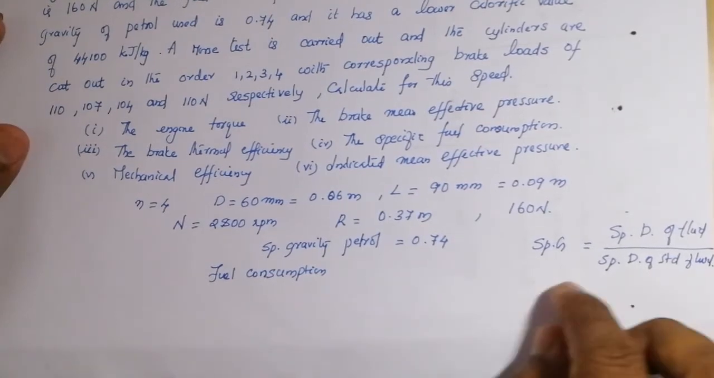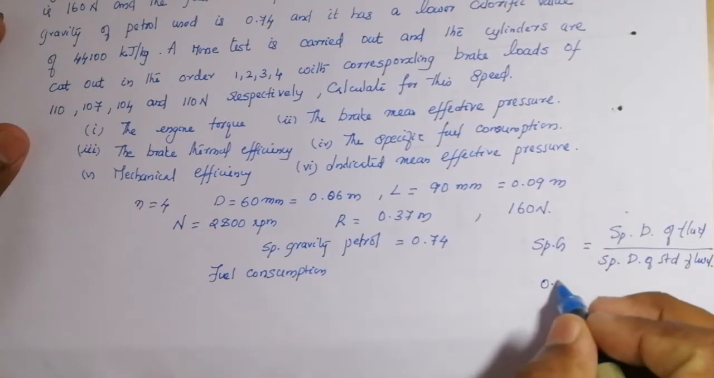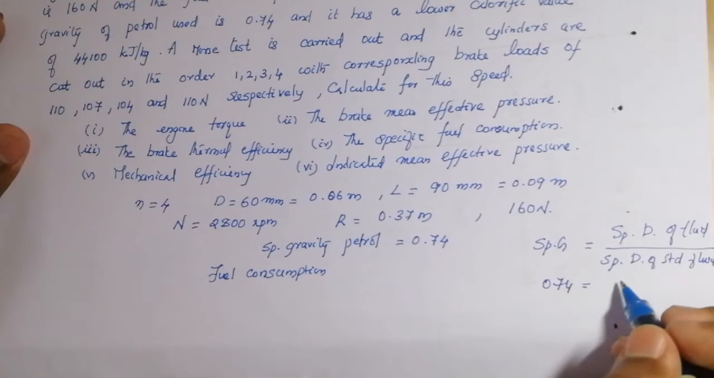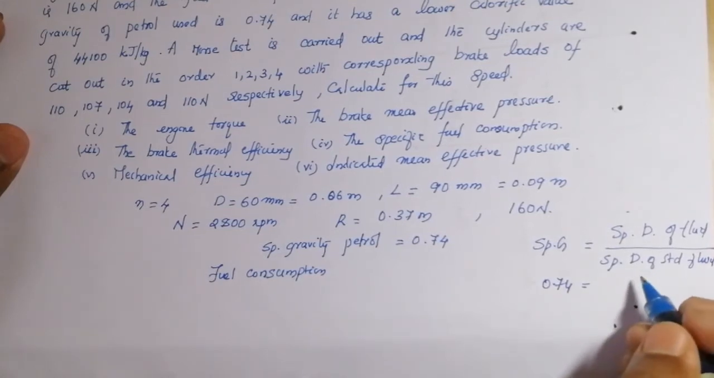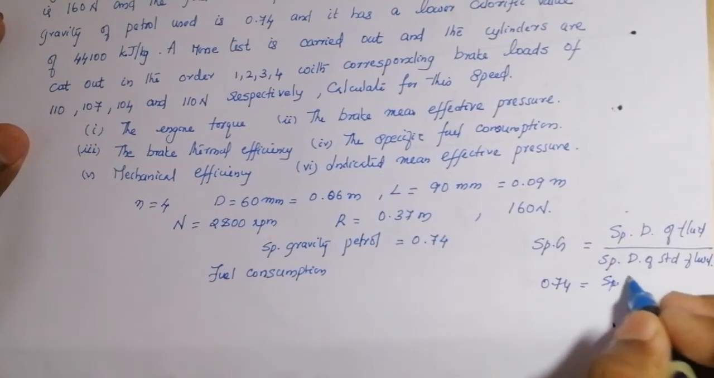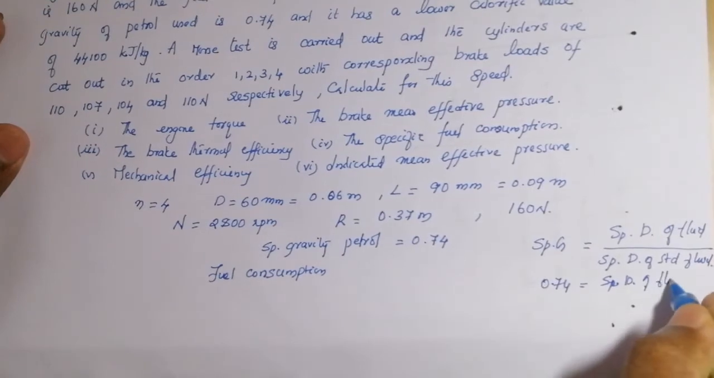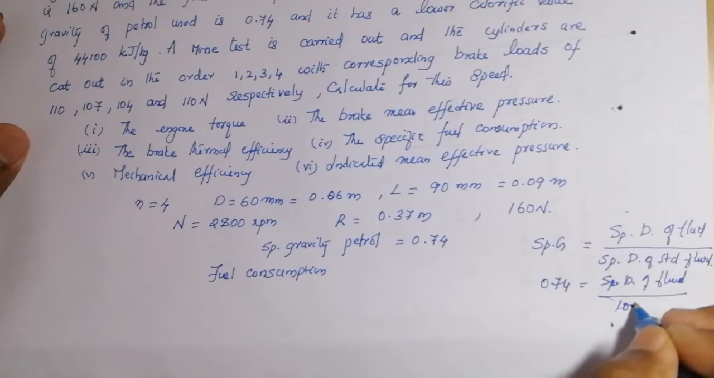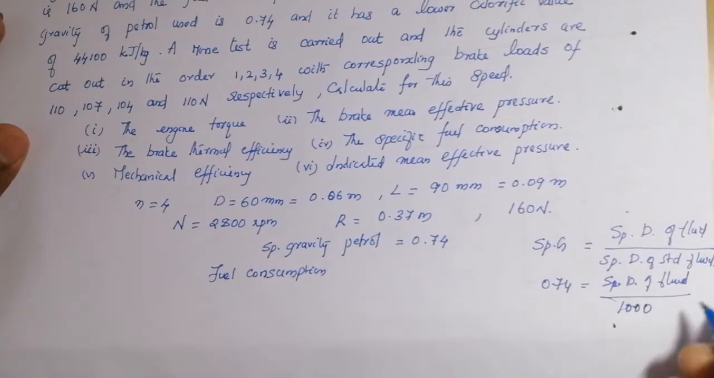Specific gravity is given as 0.74. Then specific density of the fluid is actually what we require, so we need to find it out. Specific density of standard fluid is 1000. Okay, specific density of standard fluid is 1000.